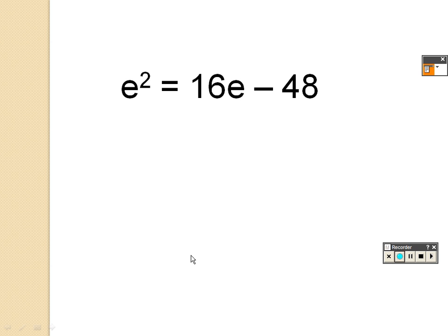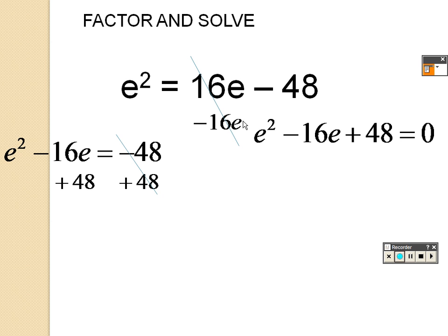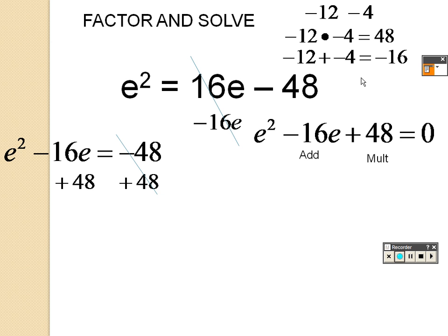So with this one, just to solve a quadratic in general, you need to get everything onto one side. So I'm going to minus the 16e and then add the 48 over. So now I have everything onto one side. Since it wants us to factor and solve again, looking for two numbers that multiply to give me 48 that add to give me a negative 16. So running through some stuff, I come up with negative 12 and negative 4. So negative 12 times negative 4 is positive 48, and negative 12 plus negative 4 is negative 16.